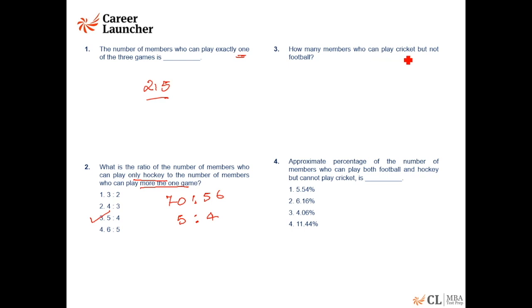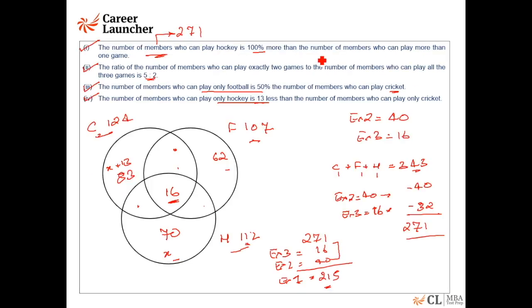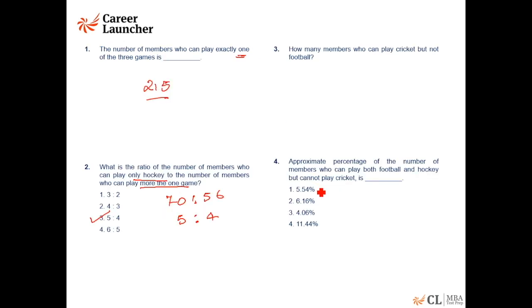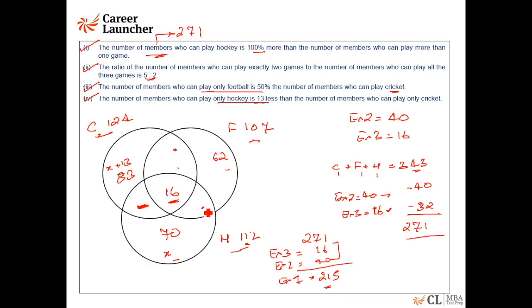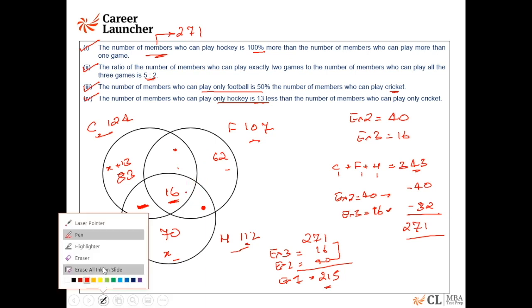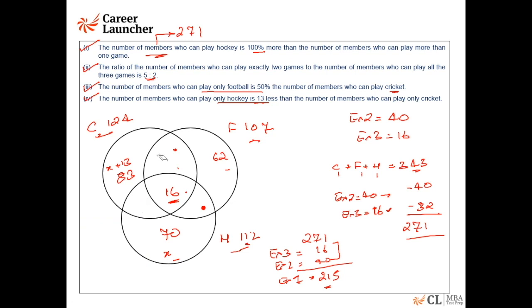How many members can play cricket but not football? That means I need this also, because these people also can play cricket but not football. We'll come back to this question. Approximately what number of members can play both football and hockey? Both football and hockey will come here. So I need the second part also. Now I need to identify the remaining blanks also.